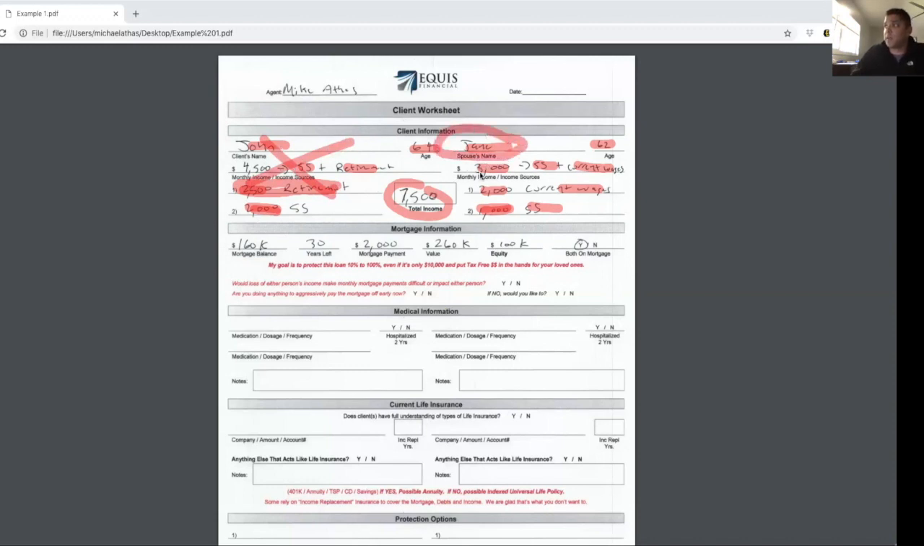What situation does that leave Jane in? So right now, let's say his pension does not have survivorship. His retirement does not have survivorship. So this is totally gone.